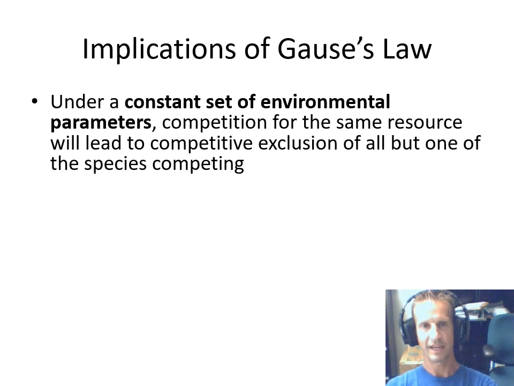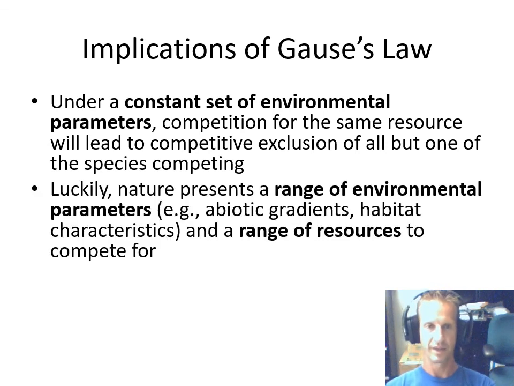So the implication is that at least under a constant set of environmental parameters, competition for the same resource will lead to competitive exclusion of all but one of the species competing. So you can't have a stable coexistence of multiple species if they're in the same exact environment competing for the same exact thing. There'll always be one that's better, and that one excludes the others.